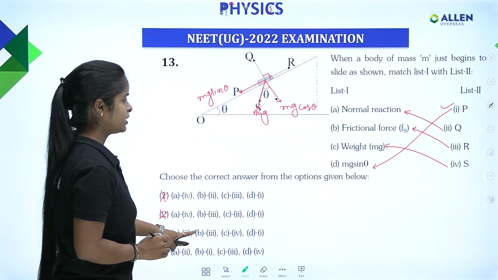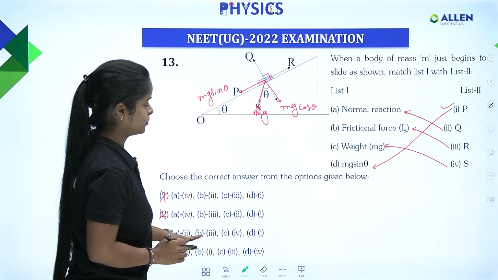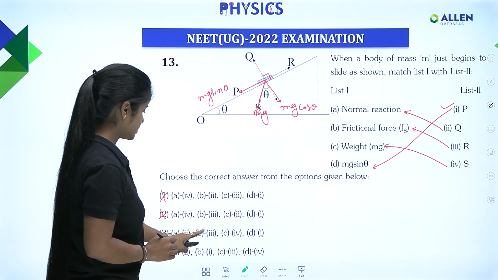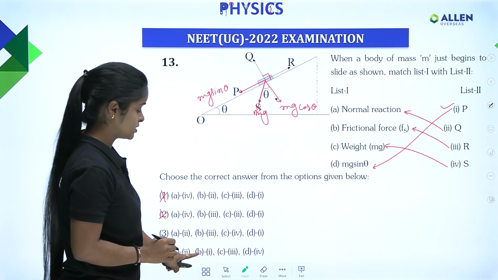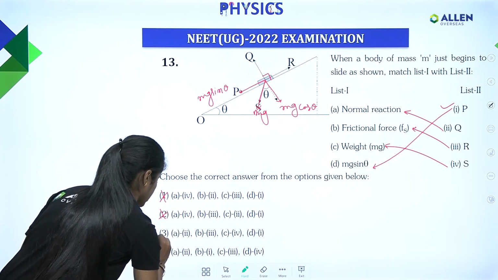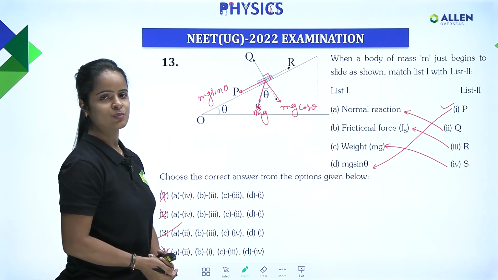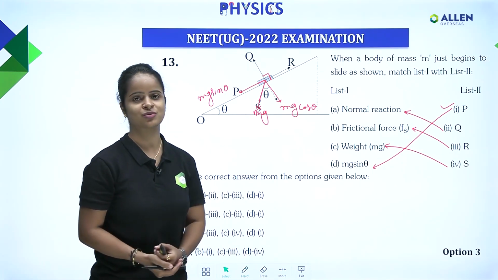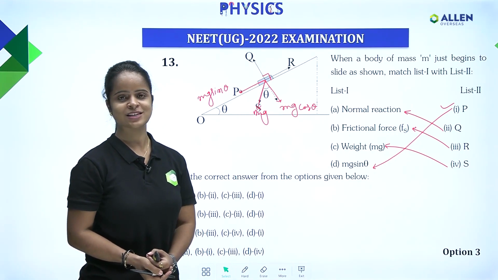Then B is related with 3 in option 3, but in option 4 B is related with 1. So definitely option number 4 will be the wrong option and option number 3 will be the correct option. And the same thing is written there, that option number 3 is the correct option. Hope it is clear to everyone.